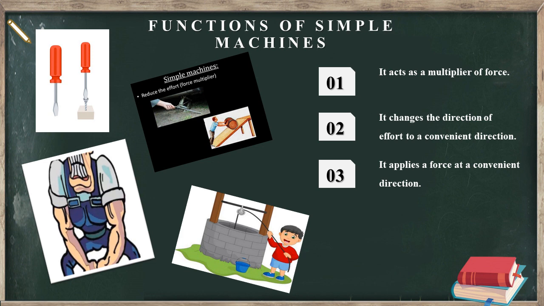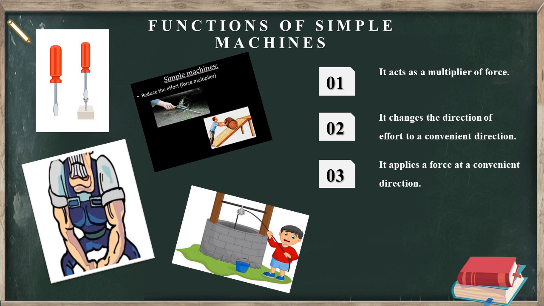Second function is a machine can change the direction of the effort to a convenient direction. Let's understand again with the help of an example. If we have to lift a bucket of water from a well, it's a difficult job. Why? Because the force has to be applied in upward direction, that is against gravity. But if we use a pulley to do the same work, it becomes easier for us. Now the reason is that in the case of pulley, we apply force in a downward direction, that is towards the direction of gravity. So machine is changing the direction of the force applied.